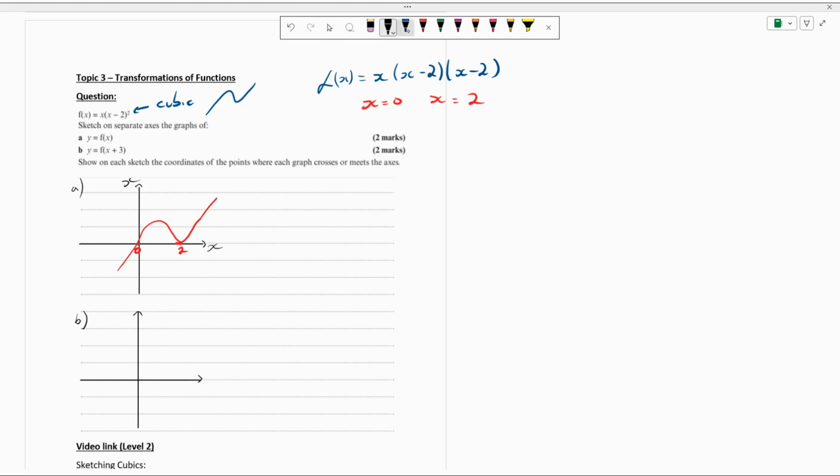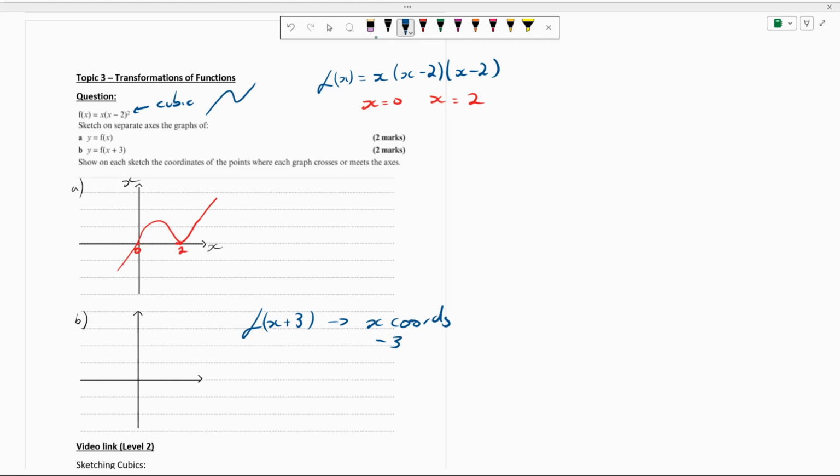For the next one, it wants me to do f of x plus 3. Now if I do f of x plus 3, first of all, the first thing we need to spot is this is in the brackets. So it's going to affect the x coordinates. Not only does it affect the x coordinates, it does the opposite. So I'm going to take away 3.